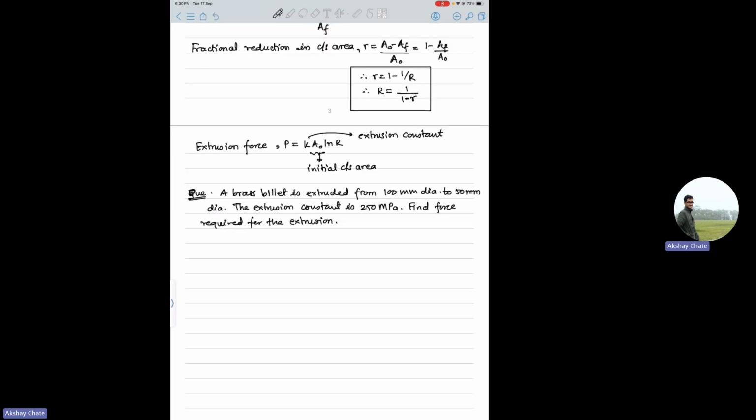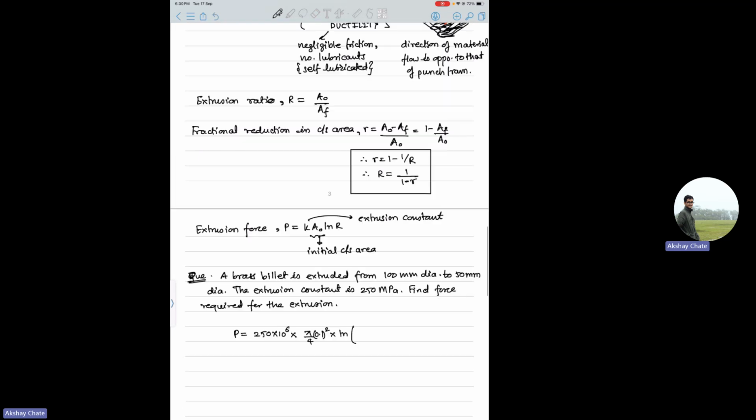So you have to use this formula. P is K naught, K naught is 250 MPa, into A naught. A naught will be pi by 4 d square. So initial diameter is 0.1 meter, so that square, into ln of r. R, as we know, it is A naught by AF.